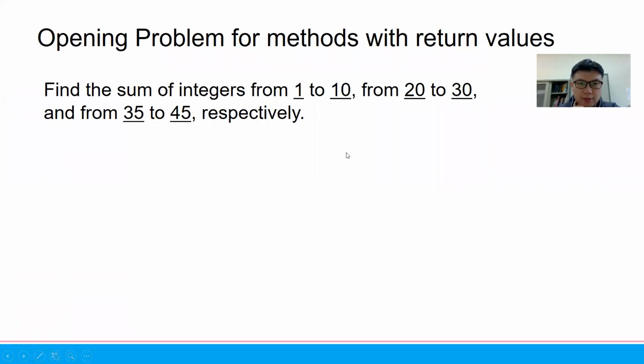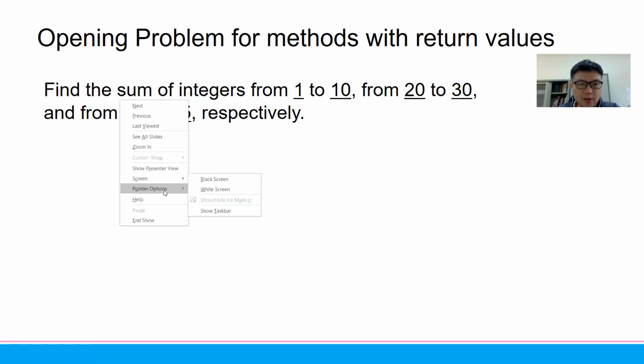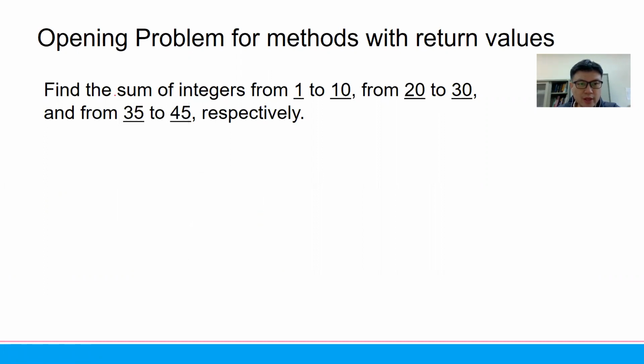Let's say we have this kind of problem. I would like to find the sum of integers from 1 to 10, 20 to 30, 35 to 45. Do you know what the sum of integers is? The sum of integers means I want to add the integers from 1 to 10. So 1 plus 2 plus 3 plus 4 plus 5 and so on until 10.